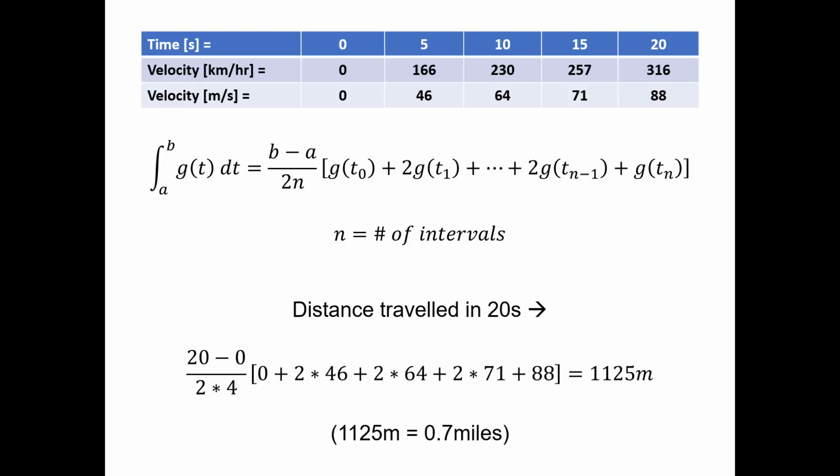And then if we did the same thing for where it would be at 20 seconds, we just put in 20 here instead. The number of intervals has been increased to 4. And then the 64 is now in there twice because that's one of the intermediate values. We just have our 2 at the end. They're in there without being multiplied times 2. And then each of the intermediate points are multiplied times 2. We end up getting 1,125 miles, or a little under 3/4 of a mile in 20 seconds.